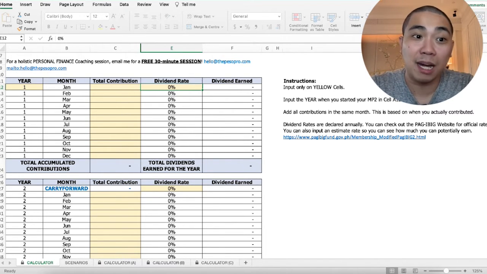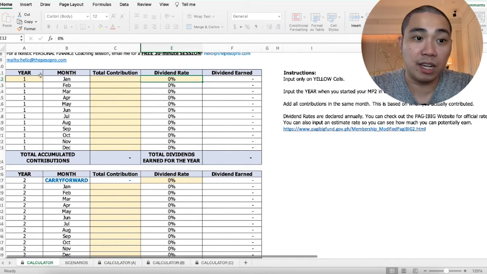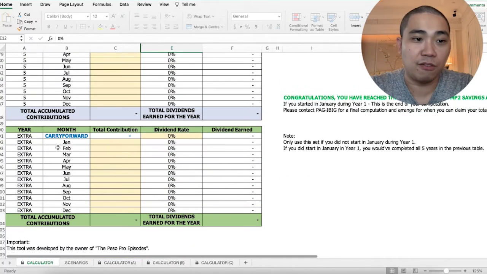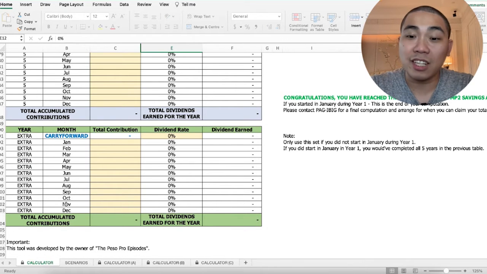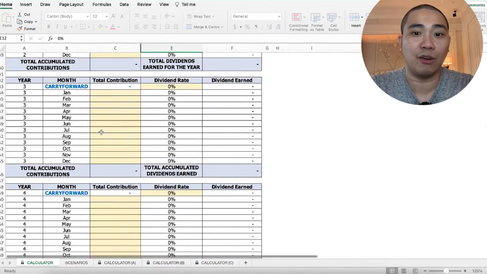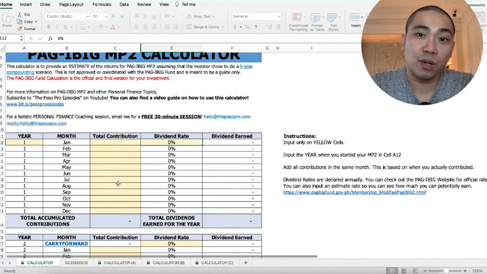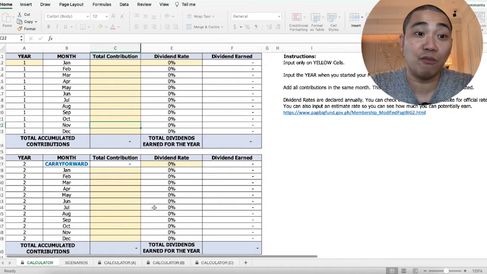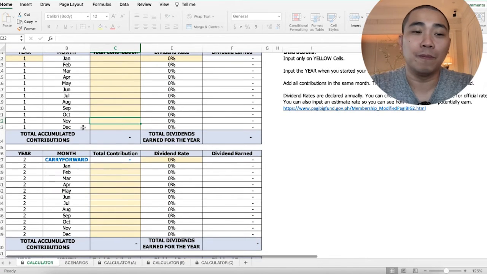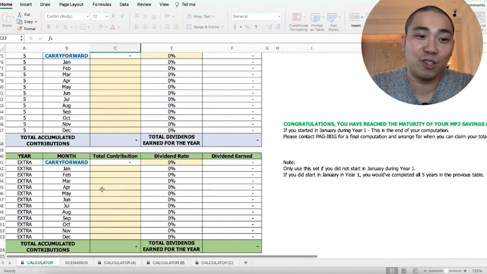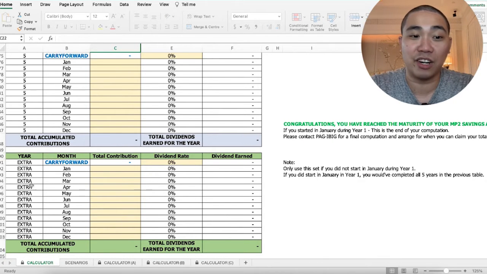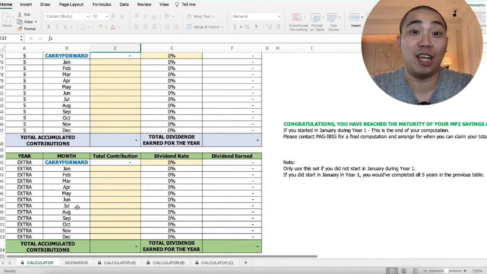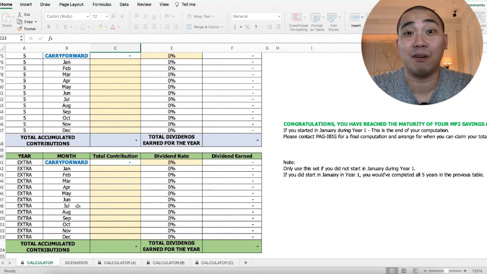Here, makita nyo may 5 different tables of the year. So, year 1, year 2, year 3, 4, 5. And then there's an extra. The extra, gagamitin nyo lang to if hindi kayo nag-start ng January of year 1. So, let's say, for example, nag-start kayo ngayon, November, meaning, matatapos yung 5 years nyo sa November pa of your 5th year. Since kulang, you can use until November here in this extra table para ma-simulate nyo yung buong 5 years or 60 months of your term.